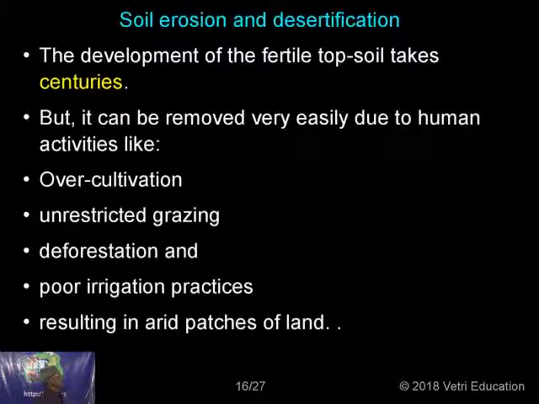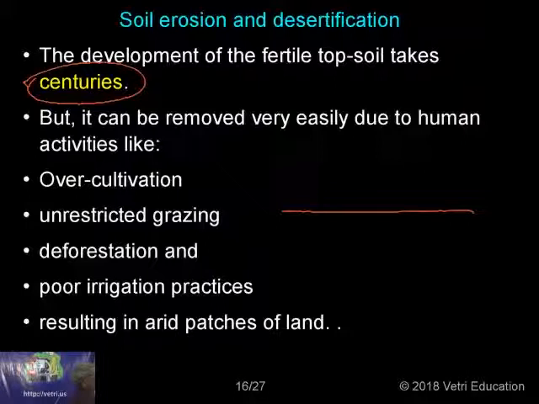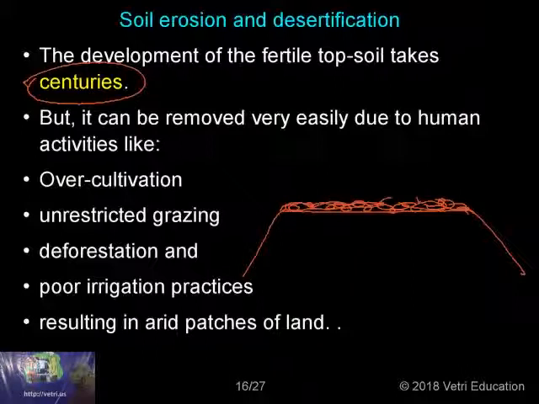Soil erosion and desertification. The development of the fertile topsoil takes centuries. See, a beautiful statement in biology. You have got the earth's surface, and then you have got the soil. For this soil to be formed, it takes not one day or two, it takes many thousands of years. What we have given here is a smaller number, not even centuries. It takes thousands of years for nature to form the soil in its own way, the way in which it can support agriculture, the way in which plants can grow upon it. For the soil to become that potent, it takes years together. Nature takes a very long time to produce that soil.